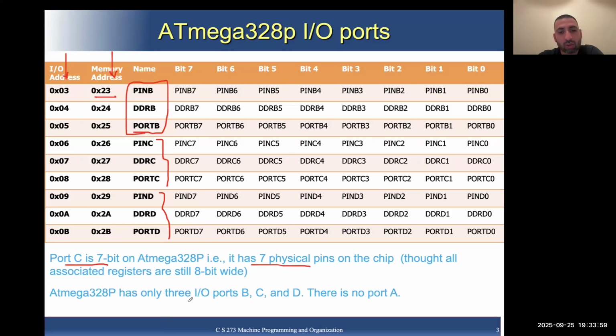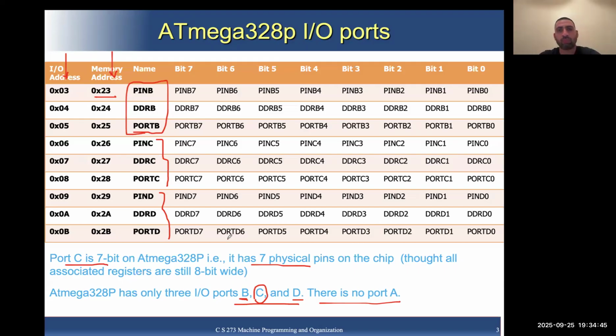Also, this microcontroller which we are using has I/O ports B, C, and D. There is no port A. However, there are other versions of the ATmega microcontroller, for example, ATmega32, which provide all 4 ports or even more than 4, up to F. But on this version you don't have port A, so you have only port B, C, and D. Port C is 7-bit wide in terms of the number of pins available on the chip, and port B and D are both 8-bit wide. But the internal registers which are associated with each port are all 8-bit wide.